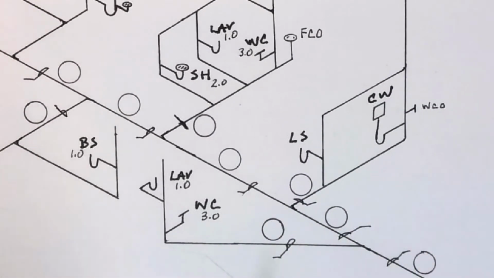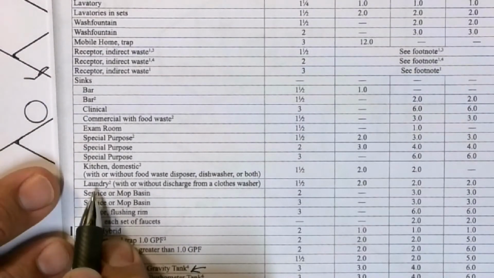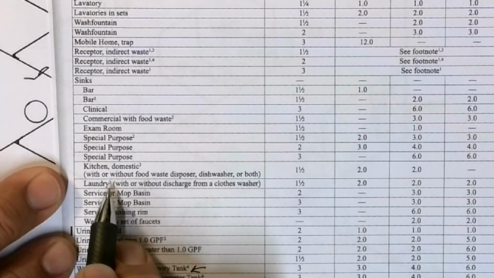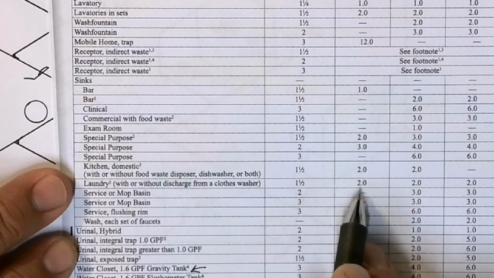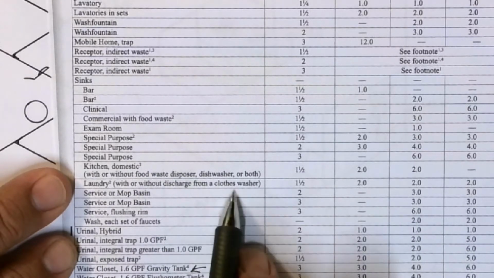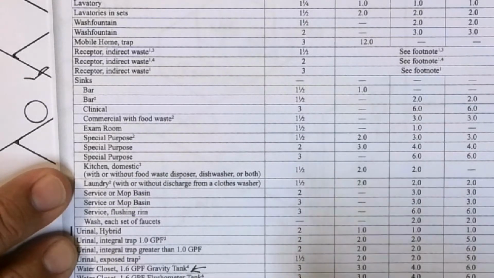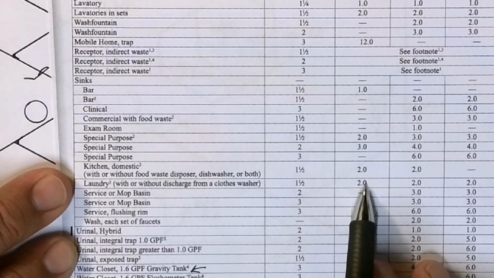Let's go over here to the clothes washer and the laundry sink. The laundry sink, which is right here, also has notation 2, which is 2-inch minimum waste, but it's also 1.5 inches, so it's pretty much the exact same as a kitchen. See how it's got the 2 fixture units right there? And then it says with or without the discharge from a clothes washer. So regardless, your laundry sink is still 1.5 inch trap, 2-inch waste, 2 fixture units.